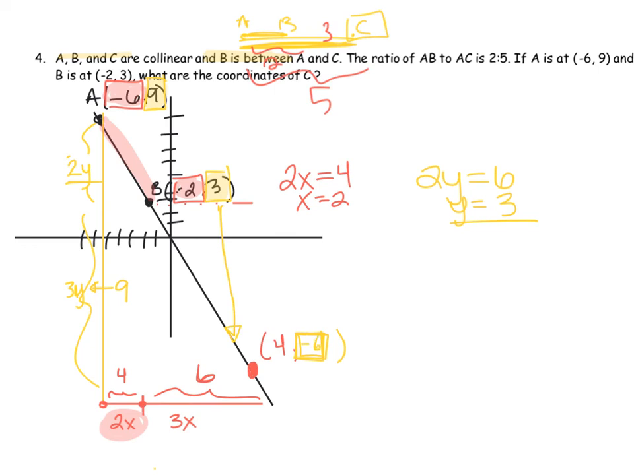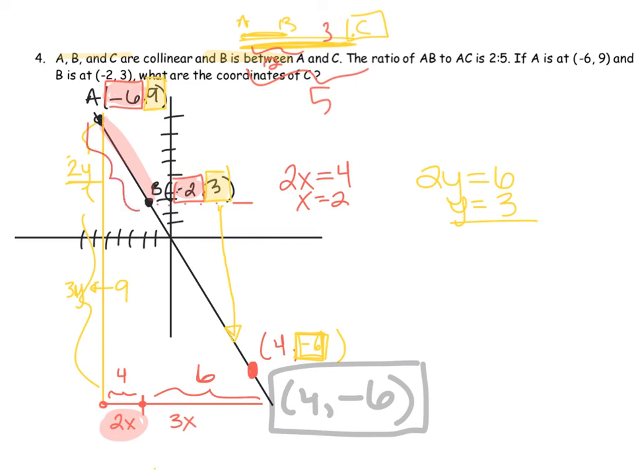So the final coordinates of my endpoint are 4 and -6. And again, when we look at this drawing, it should correspond with what looks right, because everything on the coordinate plane is drawn to scale, which is lovely. So this piece to this piece should be in a 2 to 3 ratio, and the little guy to the whole thing should be in a 2 to 5 ratio.